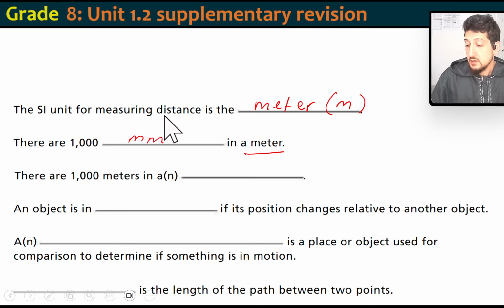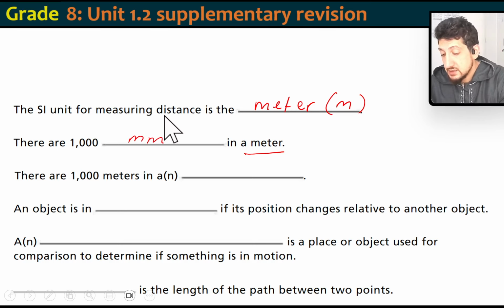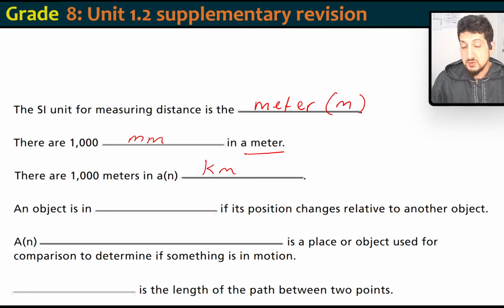Okay, there are 1,000 meters in a kilometer. The word kilo simply means 1,000. So you can have kilogram, which means 1,000 grams, kilometer, which means 1,000 meters, kilobytes, which means 1,000 bytes. Kilo just means 1,000. An object is in what if its position changes relative to another object?